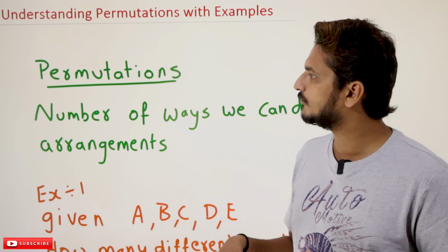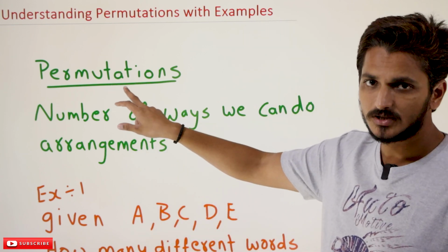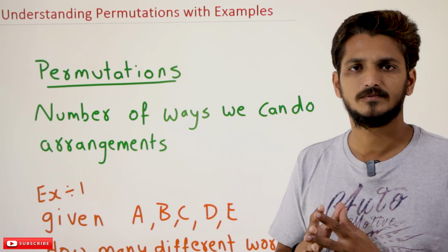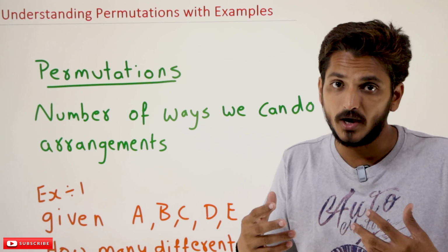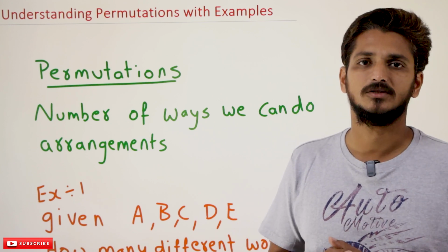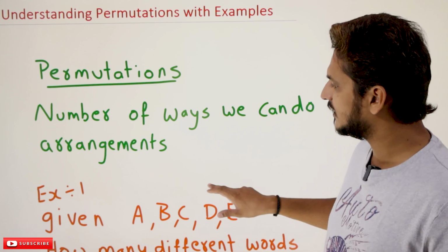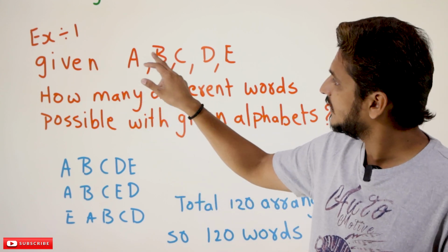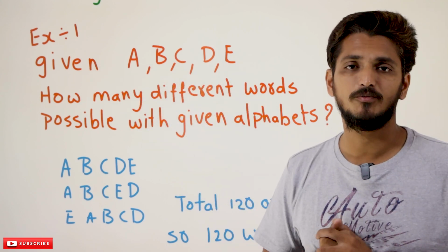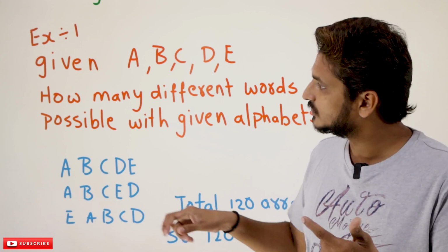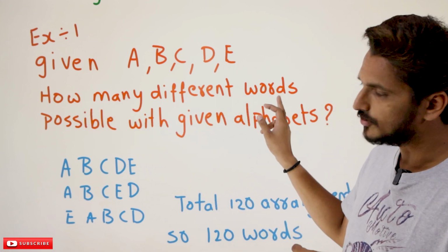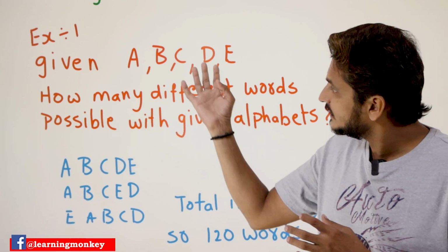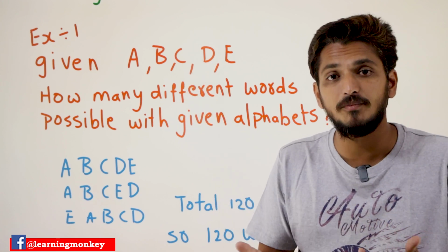Now coming to the definition of permutations. Permutations means the number of ways we can do arrangements. How many ways you are going to do arrangements, that we call permutations. With an example, you are going to get clarity. Let's take the first example. They have given A, B, C, D, E, 5 alphabets, and they're going to ask you a question like this: how many different words are possible with the given alphabets? So using these alphabets, how many different words can be formed?